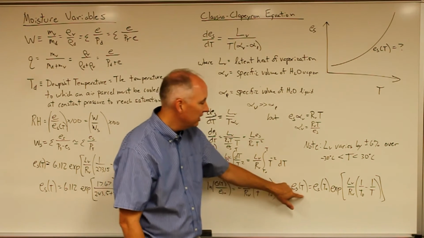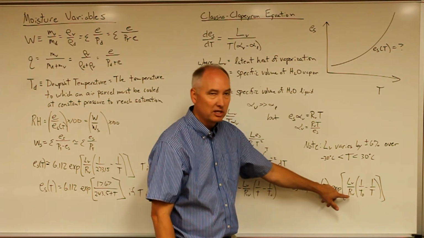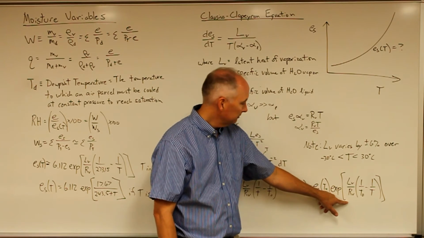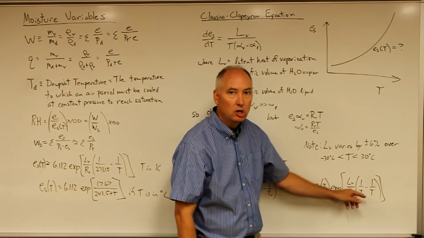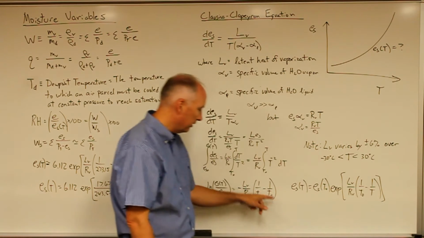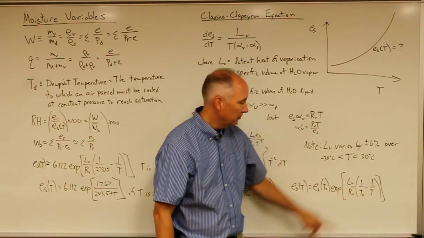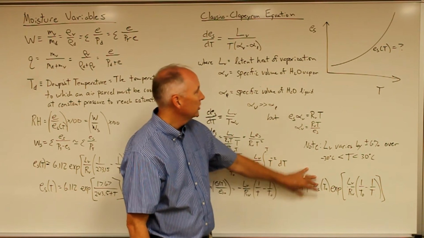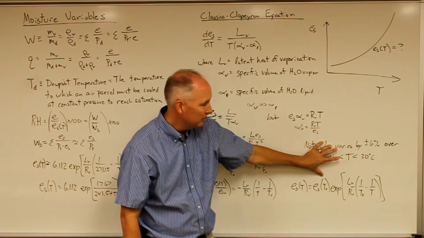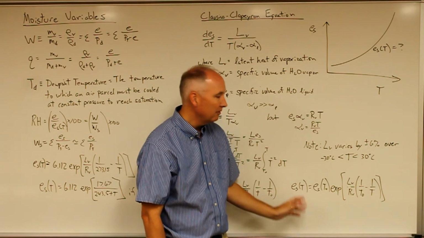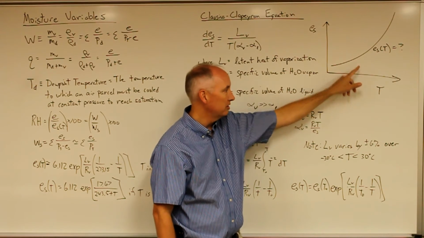and you'll end up with E sub S of t is equal to E sub S of t naught times the exponent of the latent heat of vaporization over R sub V times 1 over t naught minus 1 over t. You'll notice that these are in different order than they are here because we distributed the minus sign inside the exponential. So this equation, which comes from the Clausius-Clapeyron equation, has a significant inaccuracy built into it, but it gives you the functional form for how the water vapor pressure changes with temperature.